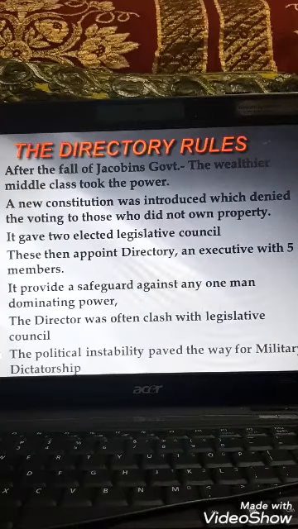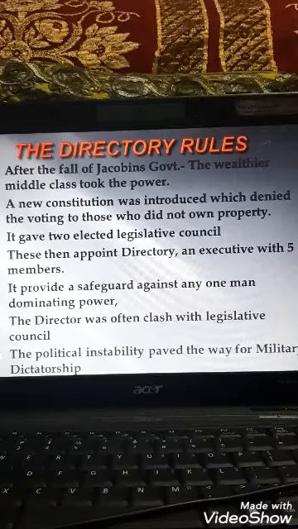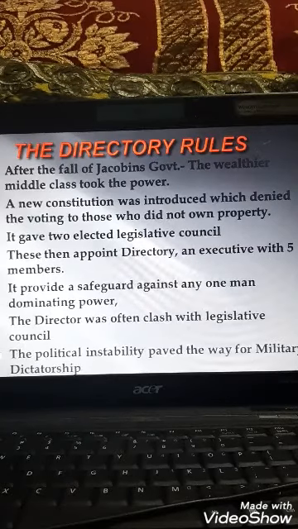There were two elected legislative councils which appointed the Directory, the executive, which had 5 members. Now a new system was adopted in parliament. In the earlier one, we have seen that one man used to take all the power decisions, like the king, and after the execution of the king, the Jacobin government came, where only one man had the right. In this way, right decisions or right policy could not be implemented. So the one-man system was stopped, or we can say it finally came to an end.